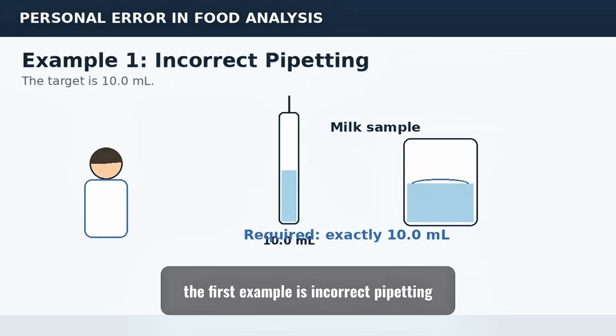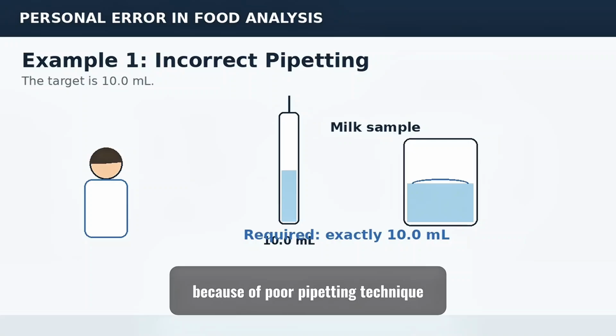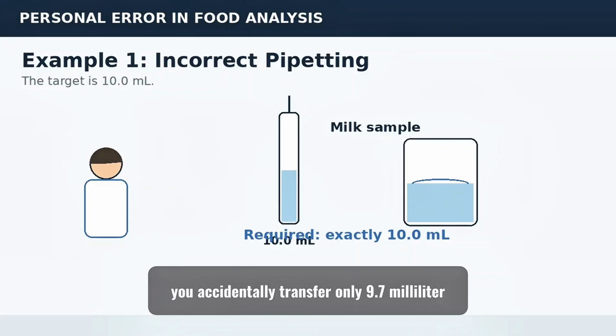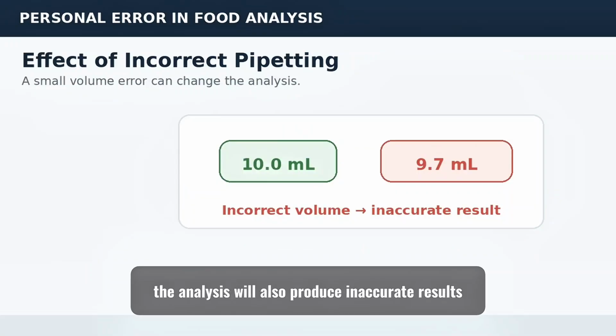The first example is incorrect pipetting. Imagine you need to transfer exactly 10 ml of milk sample using a pipette. However, because of poor pipetting technique, you accidentally transfer only 9.7 ml. Since the sample volume is incorrect, the analysis will also produce inaccurate results.